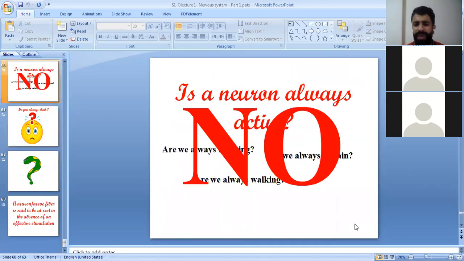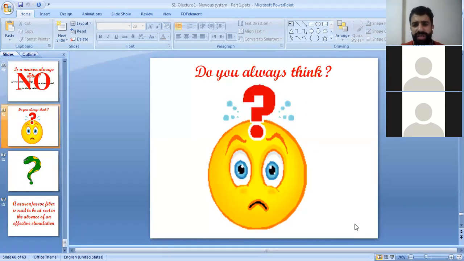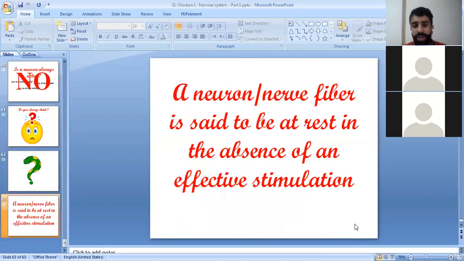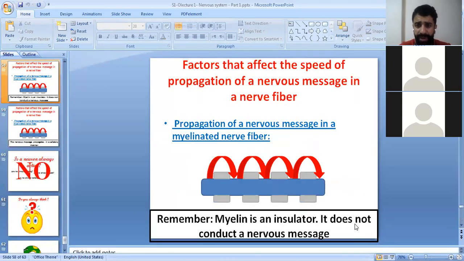Okay, are we always listening? No. Are we always, for example, studying? Are we always walking? Are we always in pain? No. So the neurons are not always functioning. So a neuron is said to be at rest in the absence of any stimulation. There is no stimulation, so the nerve fiber is said to be at rest, with no movement or reaction. So this is the first part of our lesson about the nervous system.